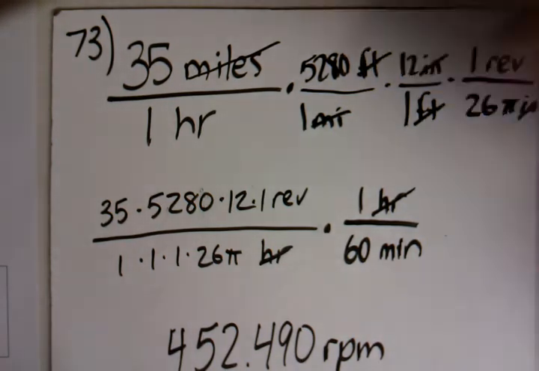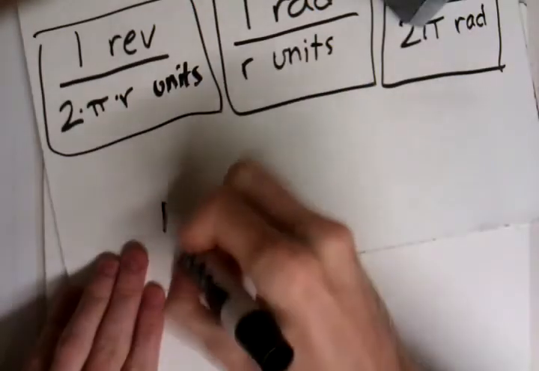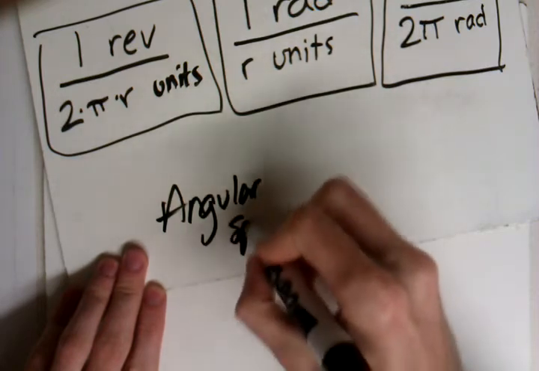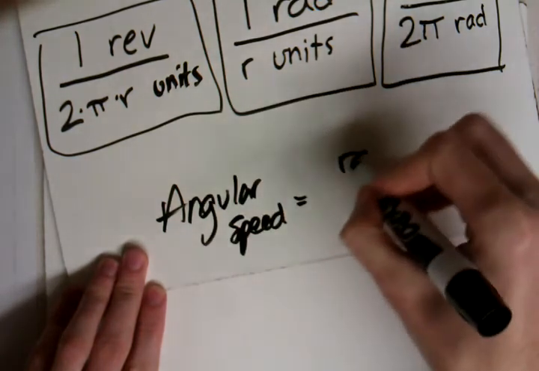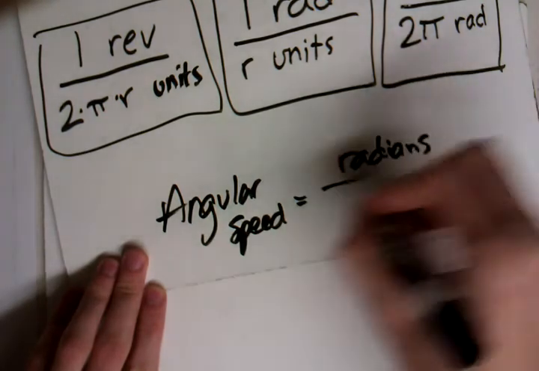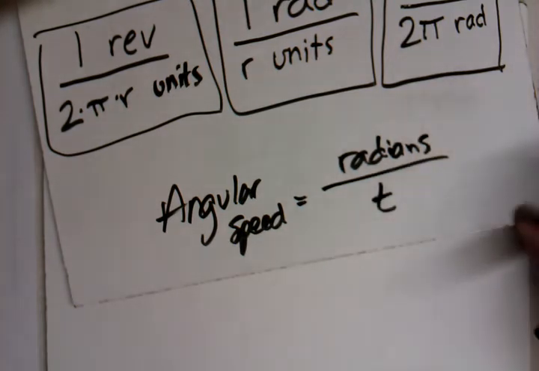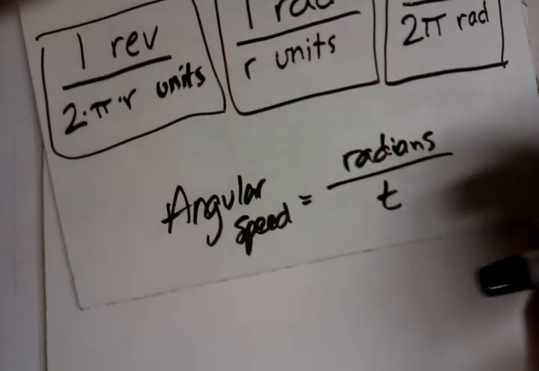Alright, so I'll look at one more just so we can see another example. So that was going from linear speed into revolutions per minute, which is kind of like angular speed. Again, remember that this is another little tip. I guess we'll add it to this one over here. The angular speed is always measured in radians per time unit. It could be seconds, minutes, hours, depending on the problem. But radians has to be the units on top.